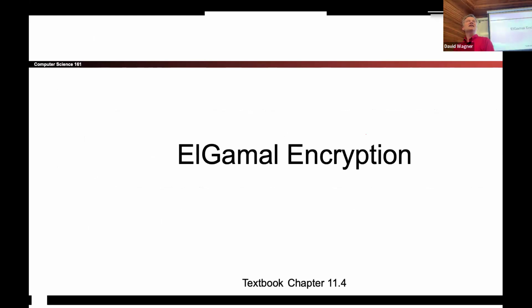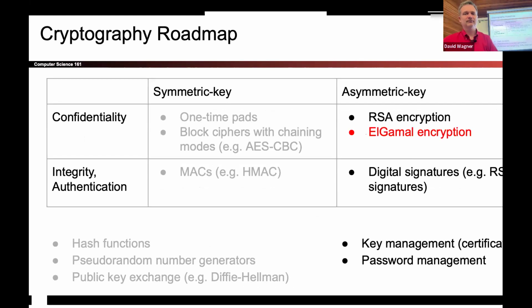In CS70, you might have been shown RSA encryption. So I'm going to show you a different one, El-Gamal encryption. But RSA encryption and El-Gamal encryption are two schemes for public key encryption. So in this upper right-hand block, we're in confidentiality, encryption at the top, and public key or asymmetric key on the right.